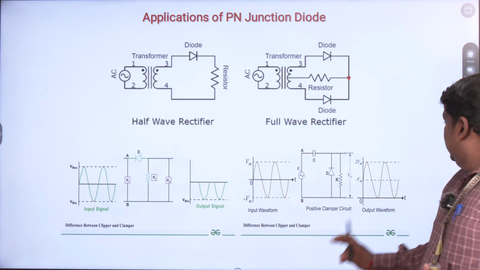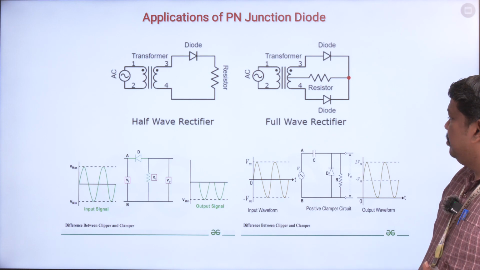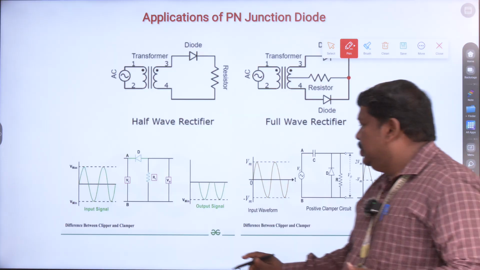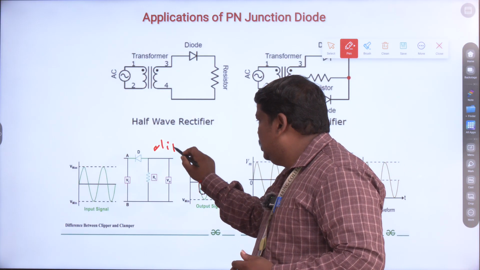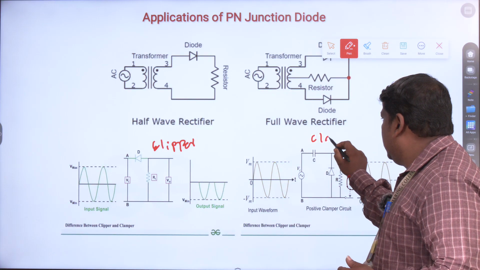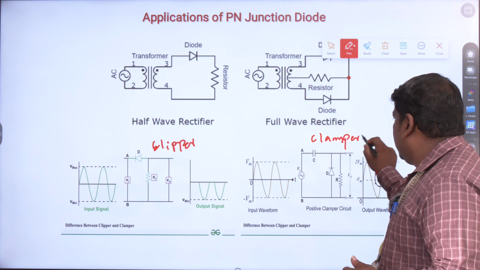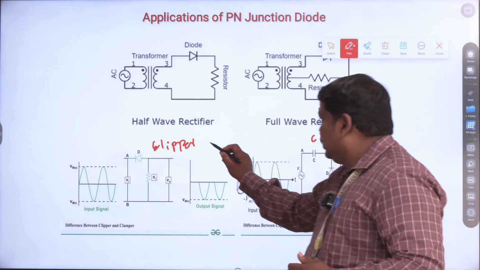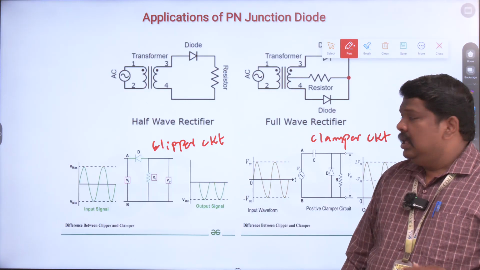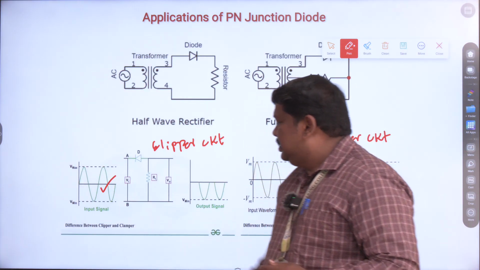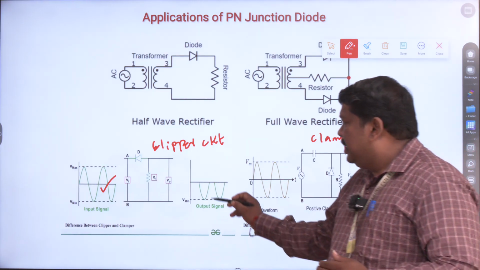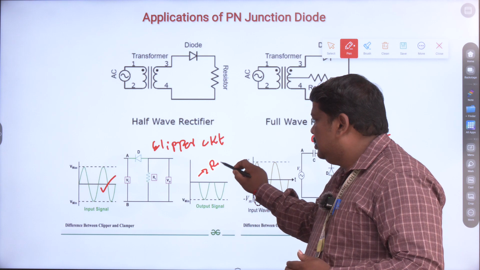The next application of the diode is the clipper as well as the clamper circuits. This is your clipper circuit. This is your clamper circuit. What is the difference between the clipper and clamper? Clipper means if your input signal is an AC signal and you want to remove any portion of that waveform, we can remove that portion.